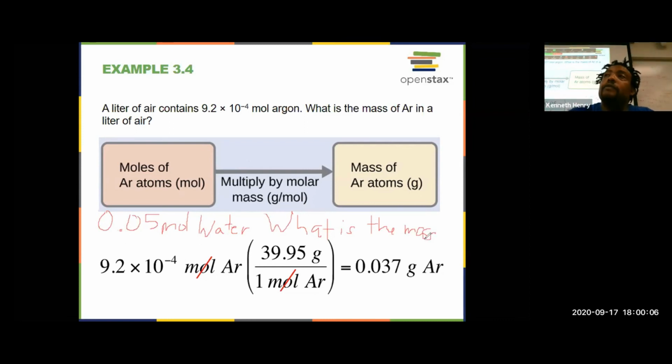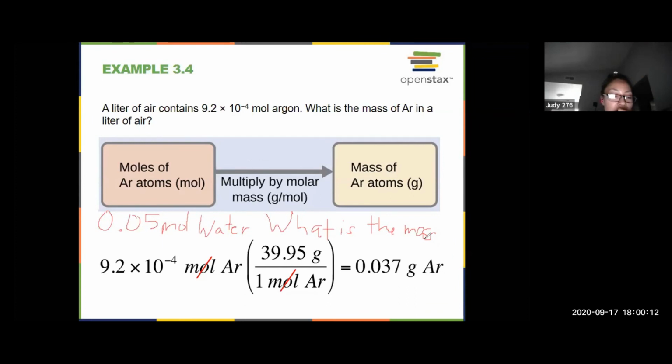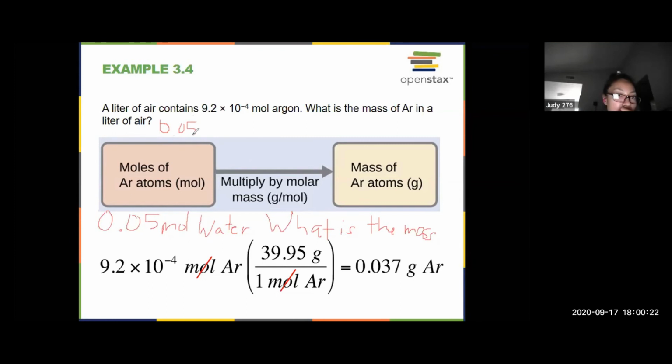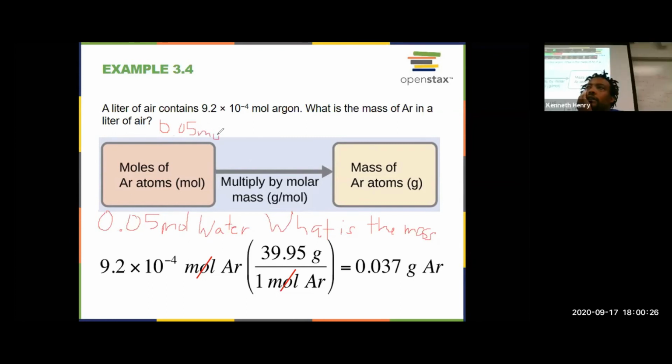Okay. So what am I going to do? Start with the mole of water. Okay. So we have 0.05. Mm-hmm. And what is the chemical formula for water? H2O.